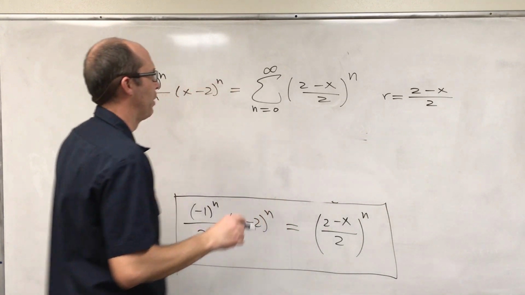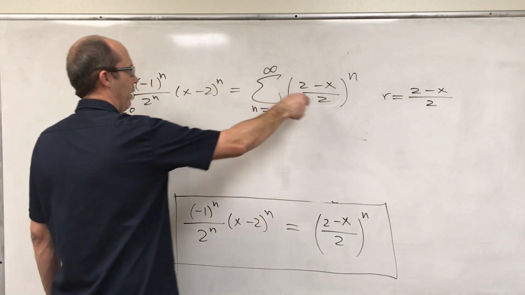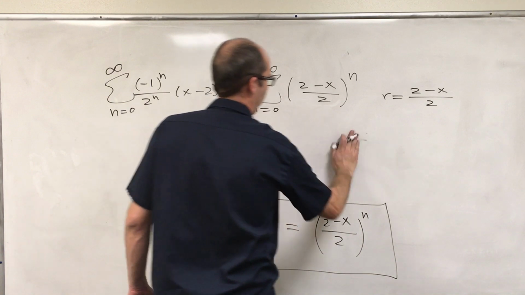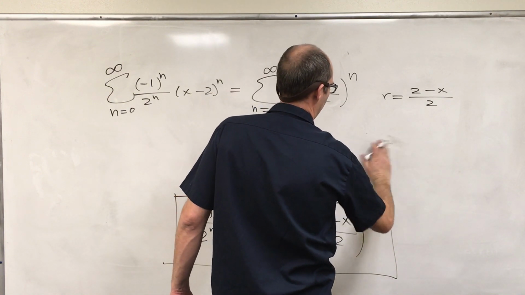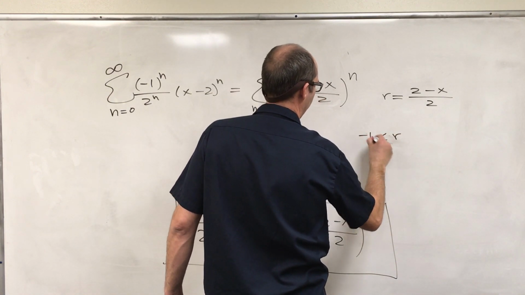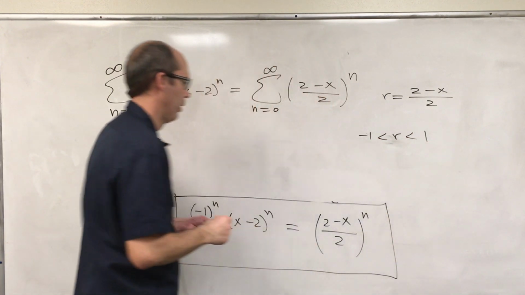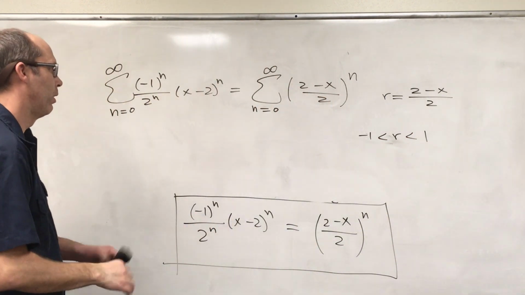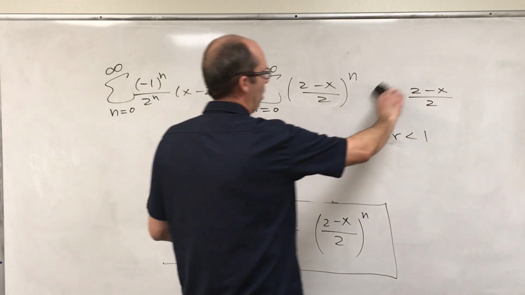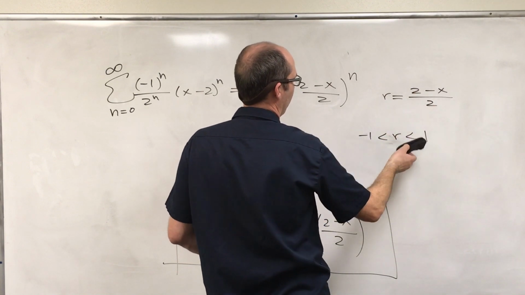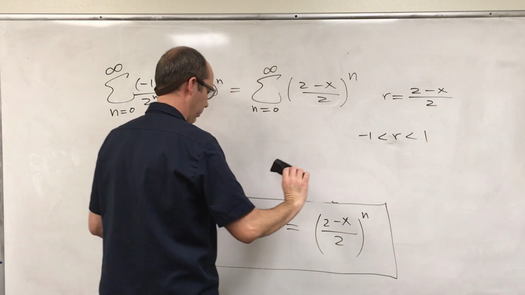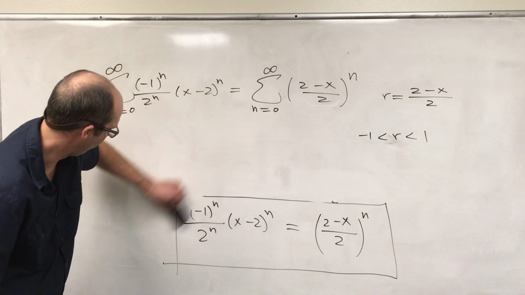Okay, remember that a geometric series converges when r is between -1 and 1. So we want to know for what x is r equal 2 minus x over 2 between -1 and 1. And so that's what we're going to find.